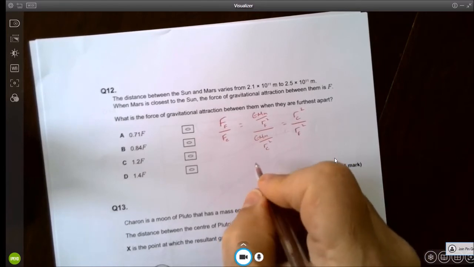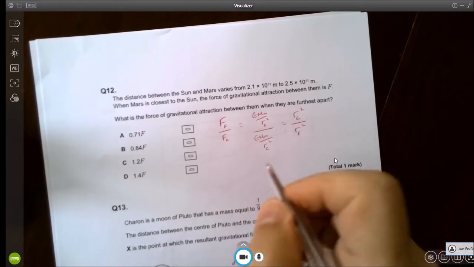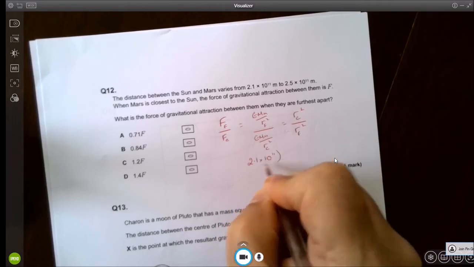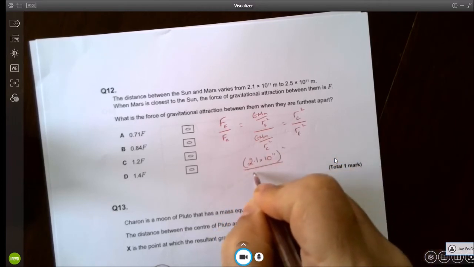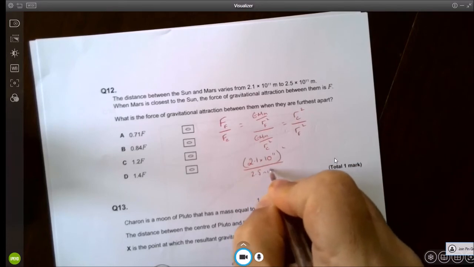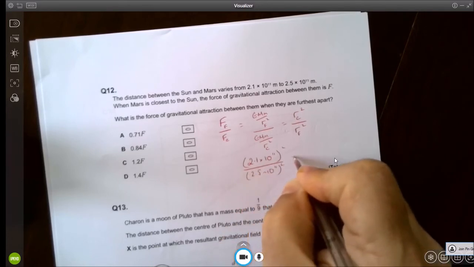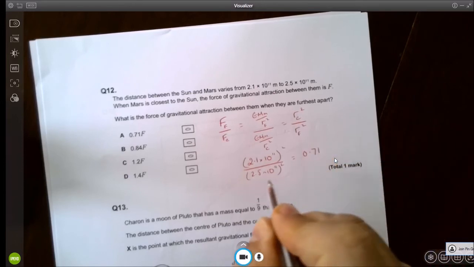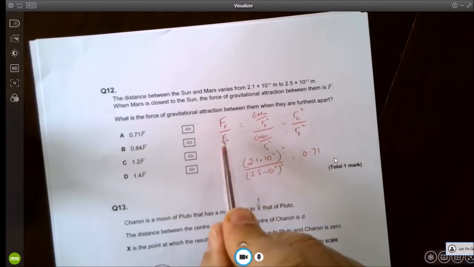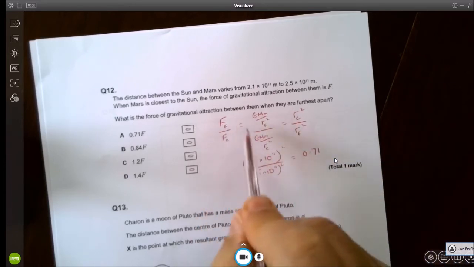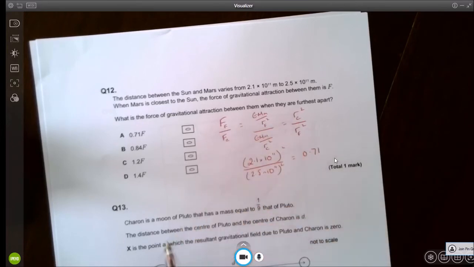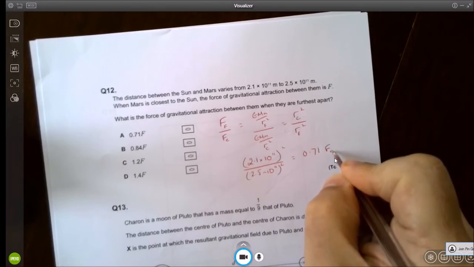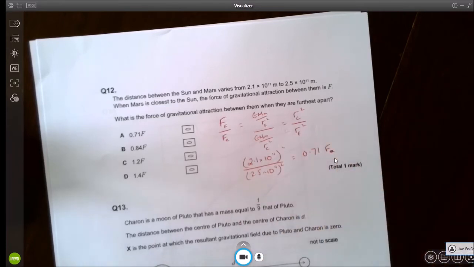So closest is the 2.1, so 2.1 times 10 to the 11 squared over 2.5 times 10 to the 11 squared, and that comes to 0.71. So the force is 0.71 times the original force when they were closest. So 0.71 F.